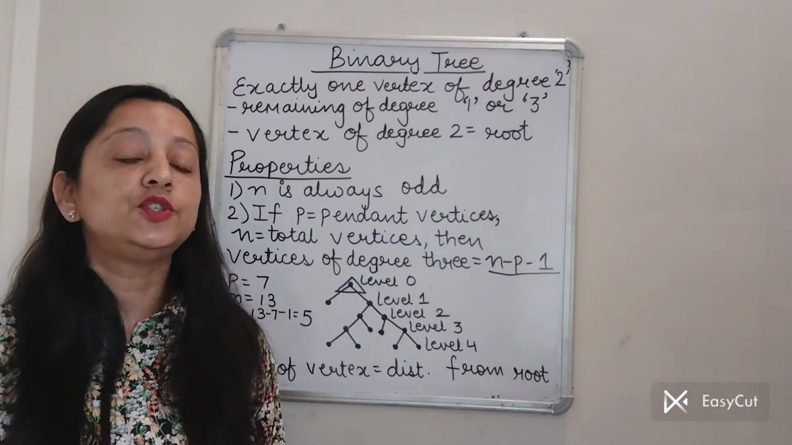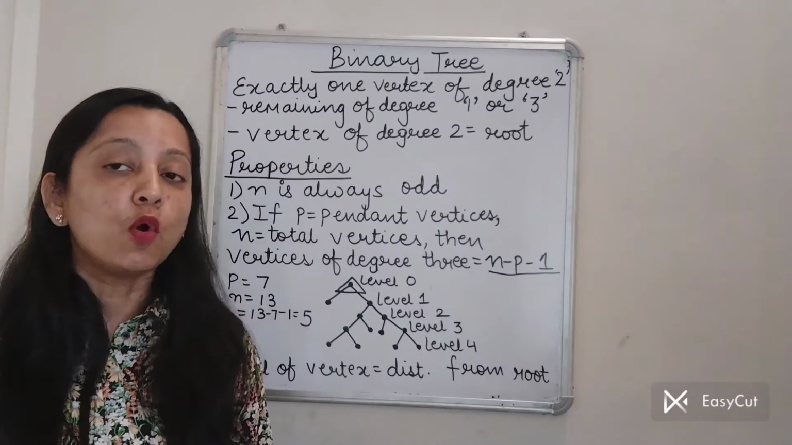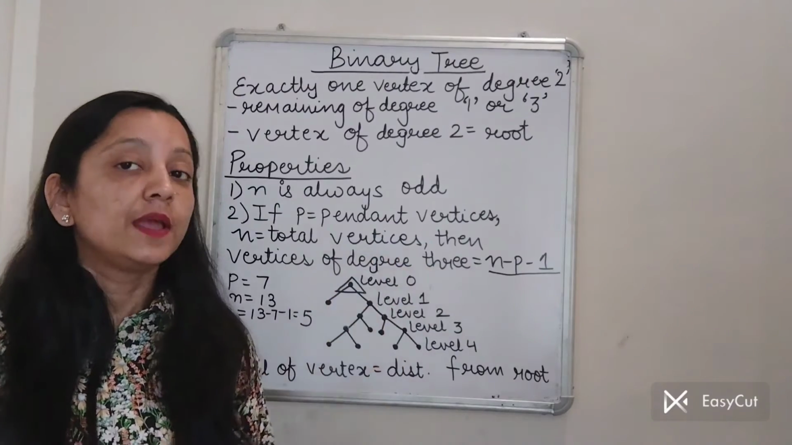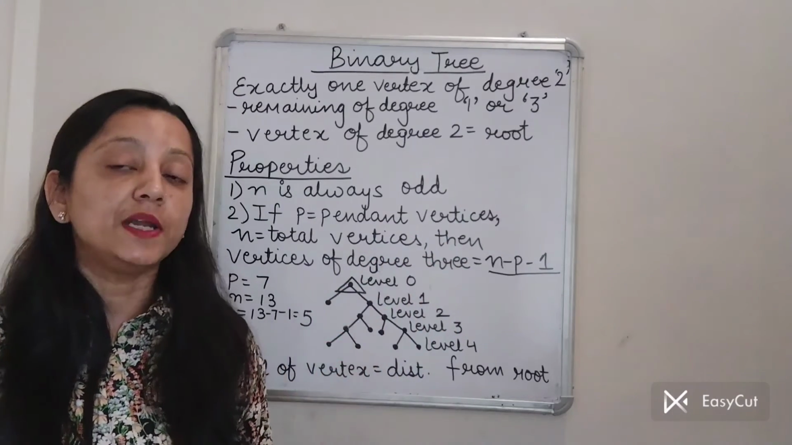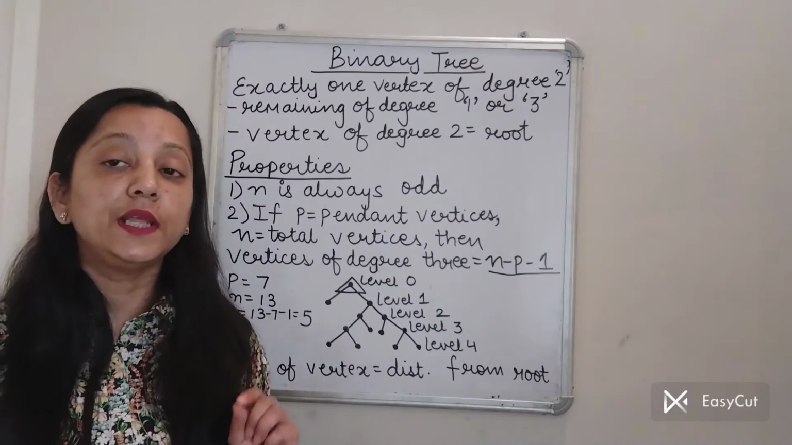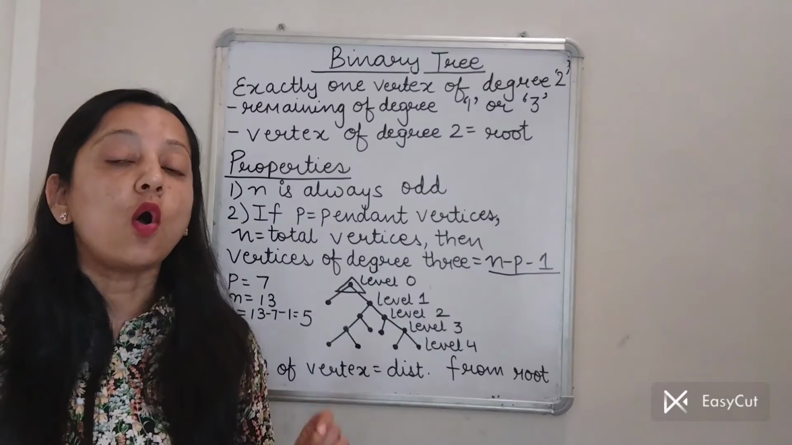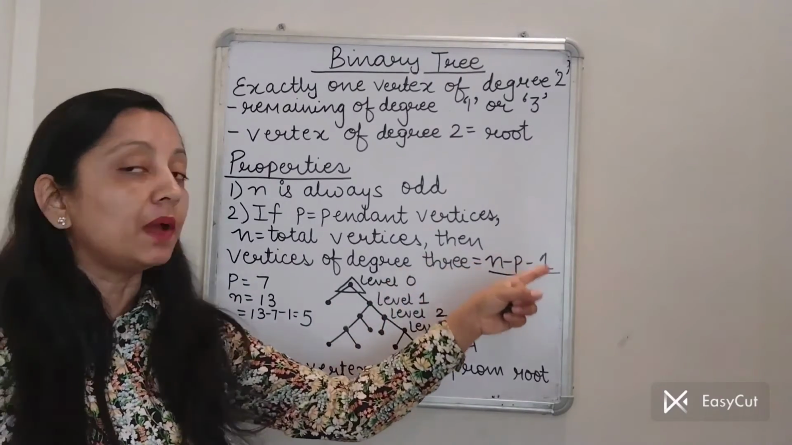You can always check, take any example of binary trees that you have in your book and check for yourself that if n is the total number of vertices, p is the number of pendant vertices, then the number of vertices with degree 3 would always be n minus p minus 1.